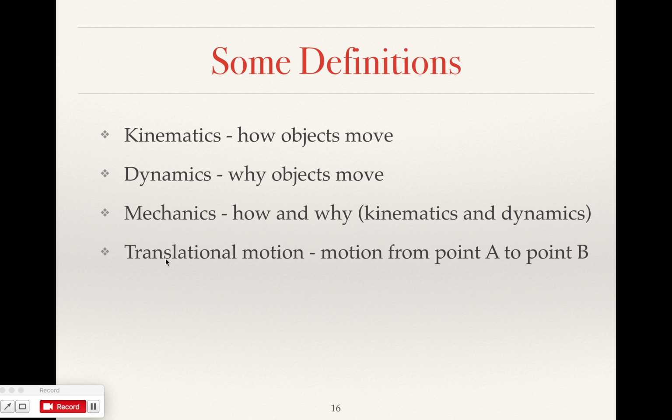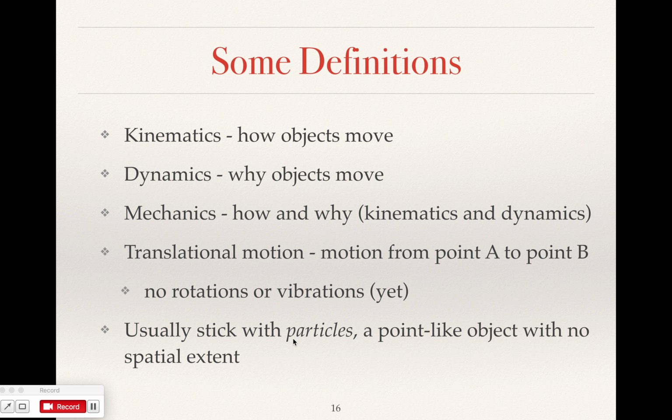So, as is the tradition in physics, we're going to start simple. We're going to be starting with translational motion, and by translational motion, I mean just motion from some point A to some point B. So an object starts at one spot and moves, or translates, to another spot. Very explicitly, we are not going to be dealing with rotations, so things that are spinning, or vibrations, so things that move back and forth. Yet. We will get to rotations a little bit later on in the semester.